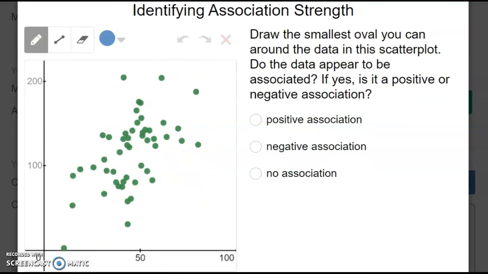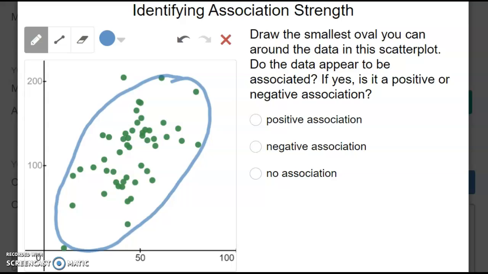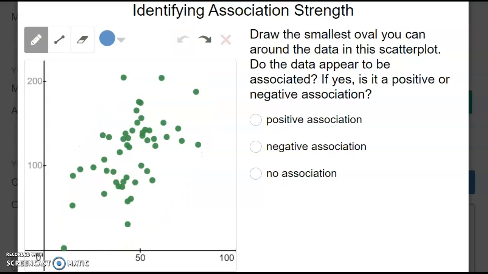What about this? Okay, so I need to draw an oval around it. I am going to try to draw something like this, covering most or all of the points. Okay, so I missed that point. So maybe I need to revise that.